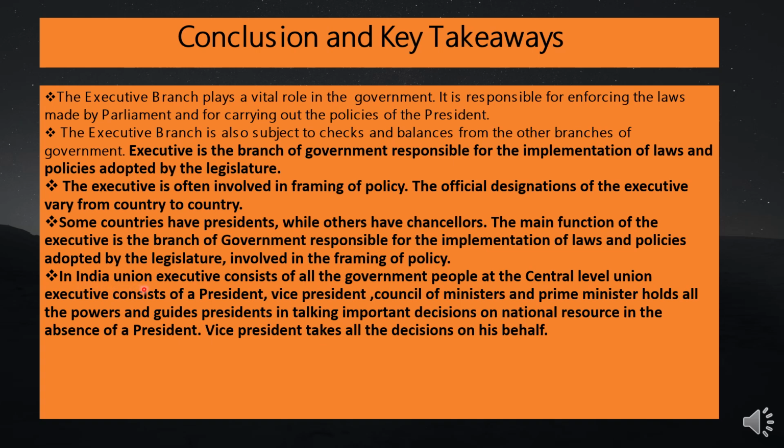In India, the Union Executive consists of all the government people at the central level. The Union Executive consists of a President, Vice President, Council of Ministers, and Prime Minister. The Prime Minister holds all powers and guides the President in taking important decisions on national resources. In the absence of a President, the Vice President takes all the decisions on his behalf.